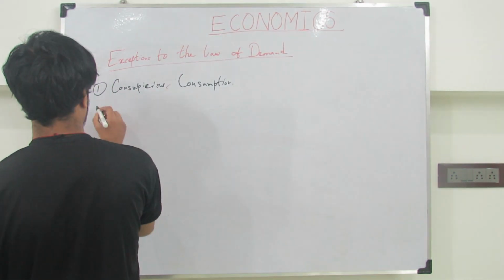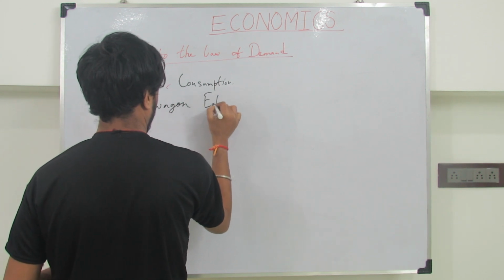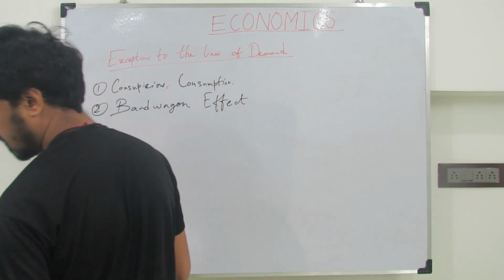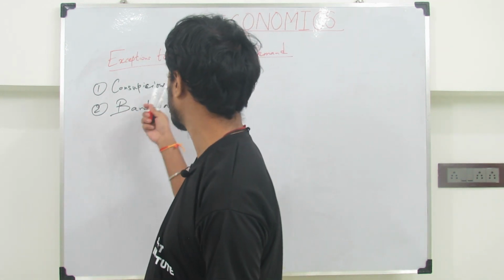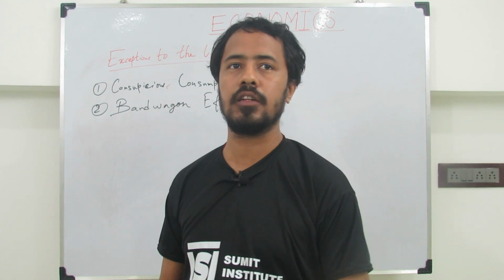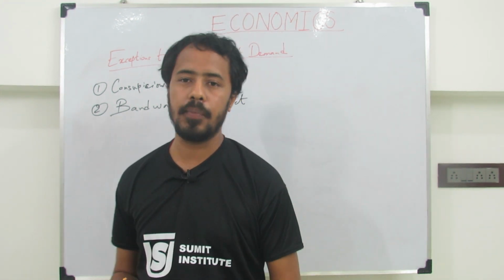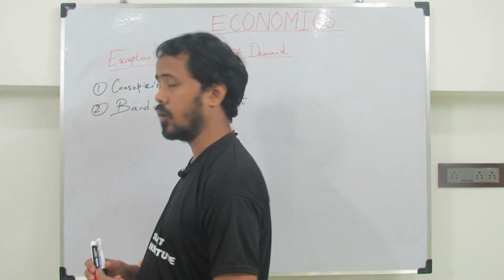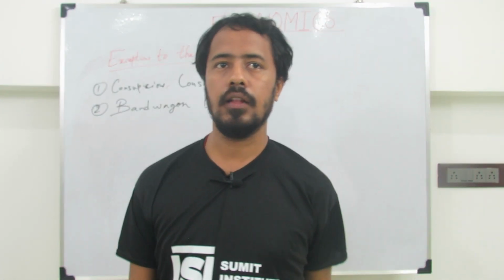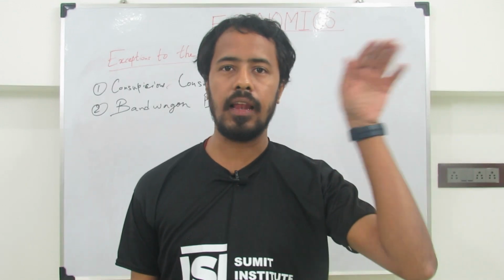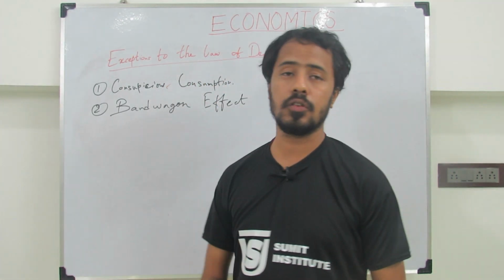Second thing is the bandwagon effect. Now what is the bandwagon effect? It is also somewhat related to conspicuous consumption, where people like to consume those products when the prices are at a higher level. For example, gold. Gold is a product which people like to purchase when the price is at a higher level, so that they can show off their status or the class they belong to. So for certain products like gold, if the price is increasing, people like to consume more and more.